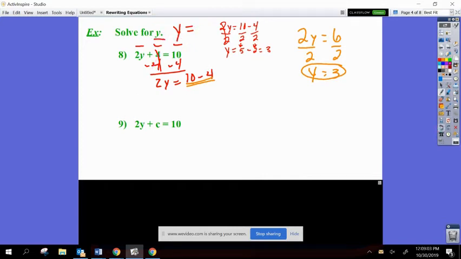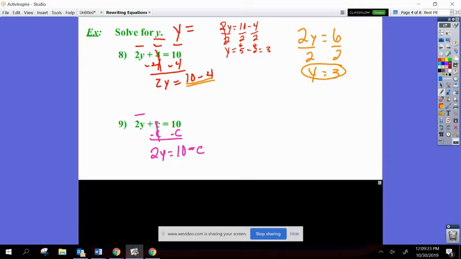So what I need to do is get this term by itself, minus c. I'll have 2y equals 10 minus c. Now, a couple things I want to talk about at this step. The first thing I want to mention is I can't subtract this to get like 6, like I could there. So I have to leave them as separate terms.